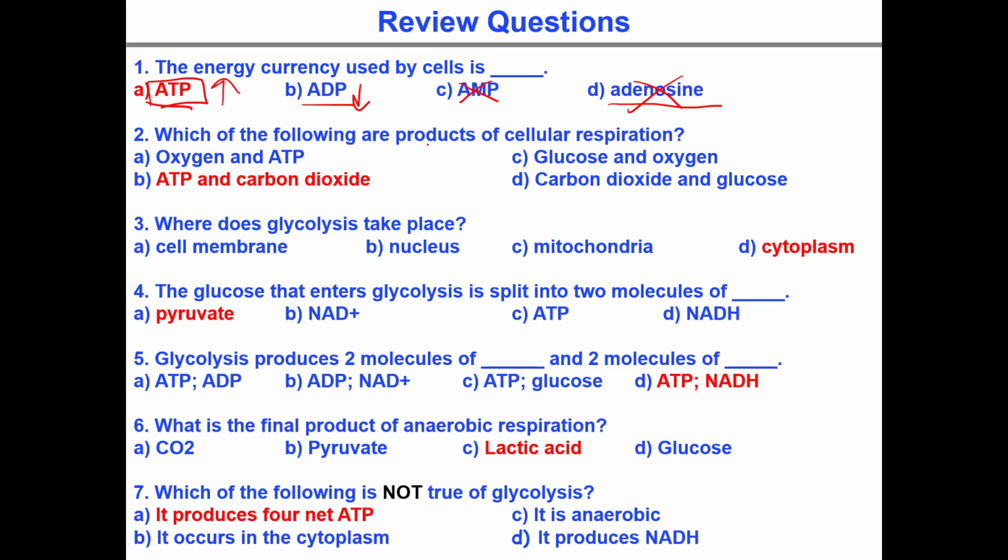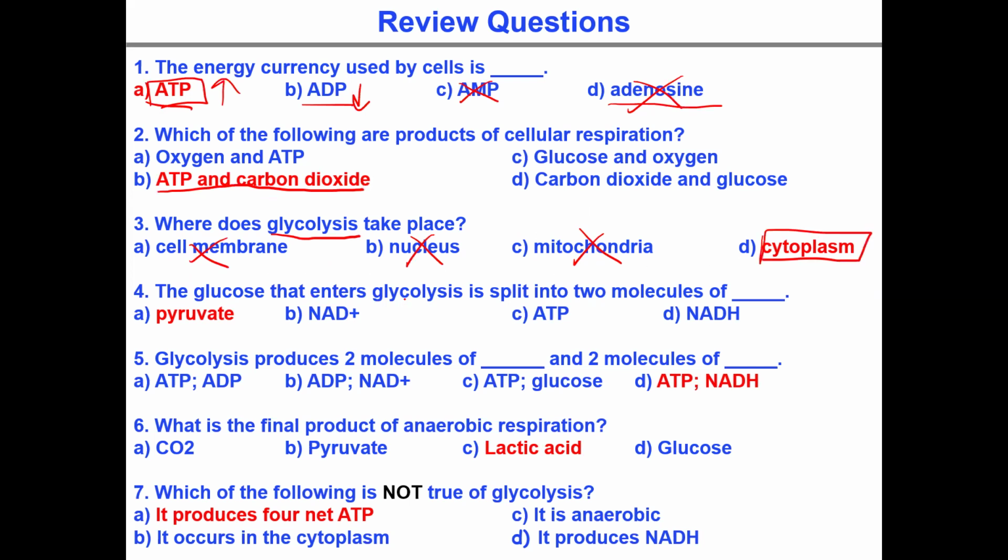Which of the following are products of cellular respiration? Remember, we're producing ATP and we're also releasing some carbon dioxide. Where does glycolysis take place? It is not going to take place in the cell membrane, not in the nucleus, not in the mitochondria. Although there are going to be two steps that do take place in the mitochondria, glycolysis specifically is not going to be in the mitochondria. It is going to be found in the cytoplasm.